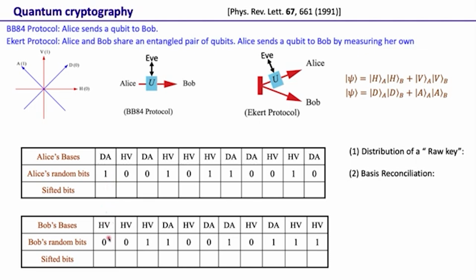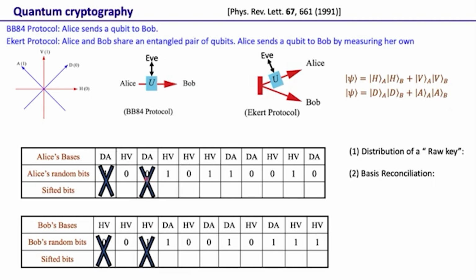In whichever instance they happened to choose the same basis, they will keep those measurement results. But whenever they happened to choose a different basis, they will throw that particular measurement result away. So for example, in the first one, Alice chose diagonal anti-diagonal, Bob chose horizontal-vertical, so that's an incompatible set of bases, so they will throw that result away. In the second one, both Alice and Bob happened to choose horizontal-vertical, so they will keep it.